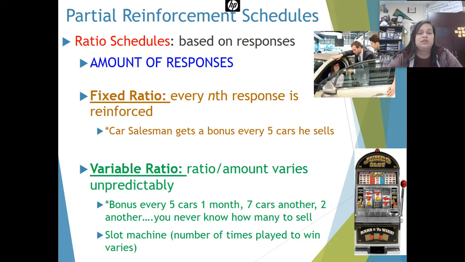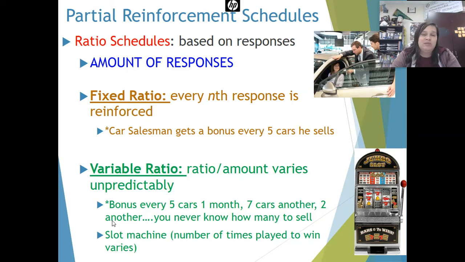So perhaps in order to get your bonus, 1 month you need 5 cars because maybe it's the summertime and you sell a lot of cars. But in another month, you need even more cars, 7 cars. But perhaps in January it's kind of slow, so you only need 2 cars. So the amount you have to sell in order to get the bonus varies each month. You never know how many you're going to have to sell.